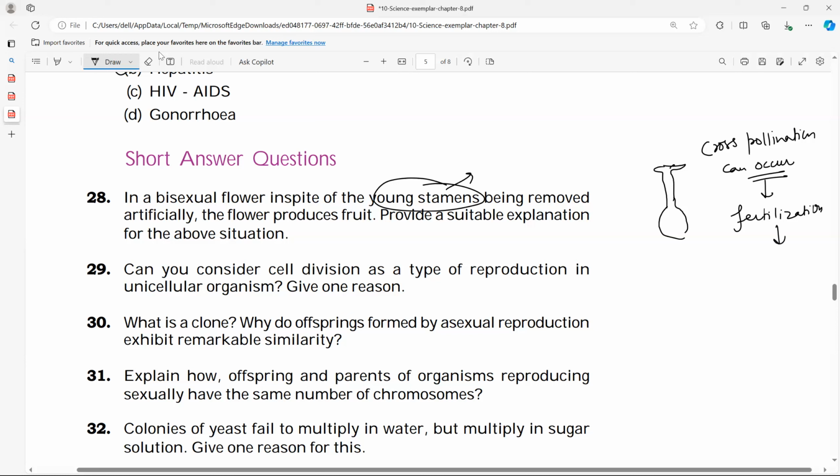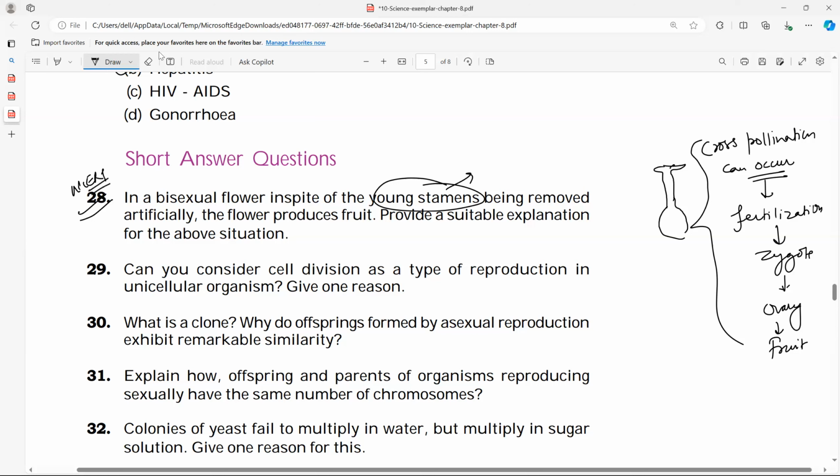Fertilization results in the formation of zygote. Then the ovary changes to fruit. So this is the reason. Write the key points of this, how you are going to write this answer. Question number 28, NCERT Exemplar.